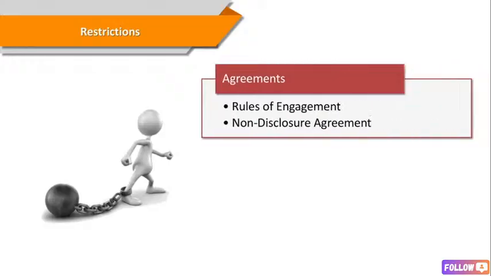Since we are under the rules of an agreement, we do have some restrictions. But please don't forget that the actions we perform in a pen test are totally illegal unless we have an agreement with the legal system owner, right? So these restrictions are mostly defined in the rules of engagement and, of course, in the non-disclosure agreement.